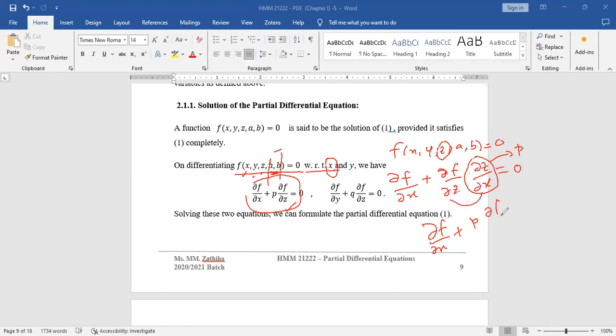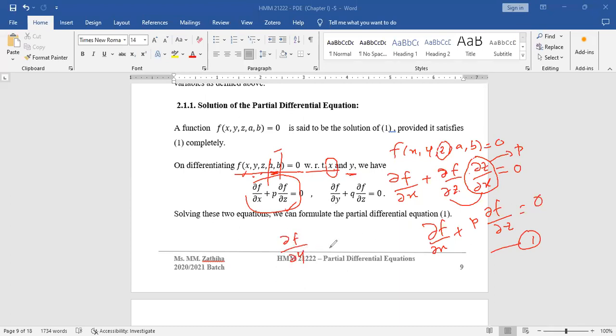Okay, p times ∂f/∂z, which is equal to 0. This is the derivative with respect to x. Here we don't have a or b. So this is one of the equations. Then we differentiate with respect to y. Let's say ∂f/∂y is the same thing.